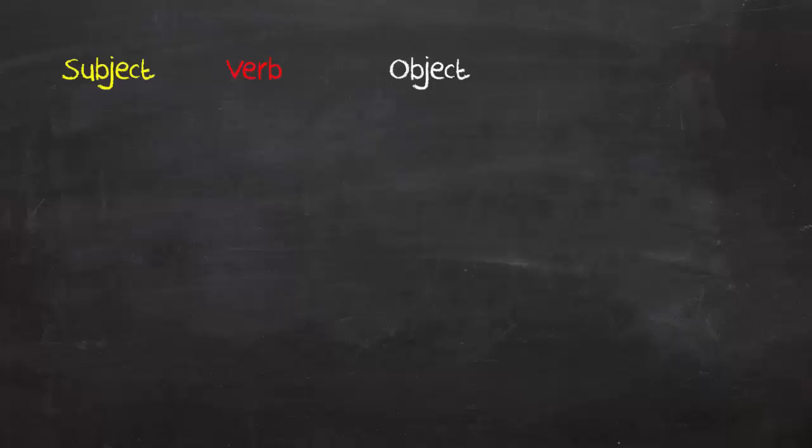The subject is in the first position. The verb is in the second position, and then comes the object. To refresh your memory, the subject usually performs an action, the verb is the action itself, and the object is affected by the action. I decided to use colors to illustrate the difference between the parts of the sentence in order to make it easier for you to understand what I'm talking about.